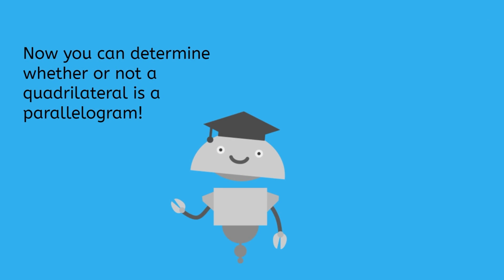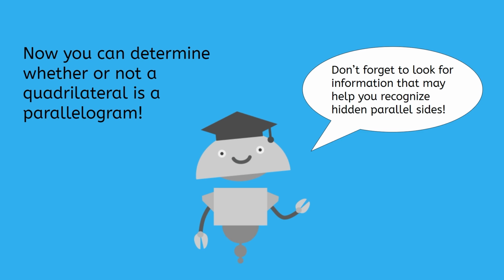Now you can determine whether or not a quadrilateral is a parallelogram. Keep in mind that you have a lot of prior knowledge about parallel lines that can be useful here. Be sure to stay on the lookout for information in your diagram that may help you recognize hidden parallel sides.